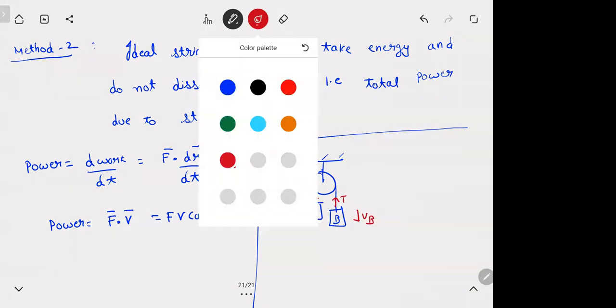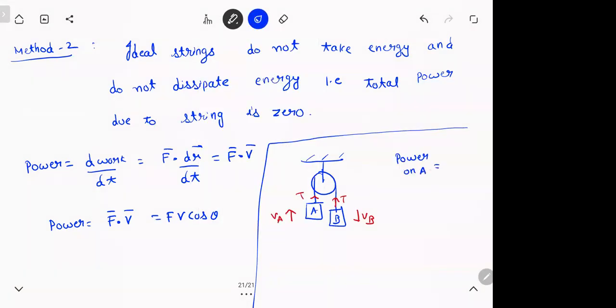Now, what is power on A? Tension and velocity both are in the same direction, T into VA. What is power on B? Tension and velocity are in opposite directions, T into minus VB. Now the string does not waste energy, so total power is 0. So what is the total power? Power of A plus power of B, that is TVA minus TVB is 0. So you get VA is equal to VB, which is kind of obvious.